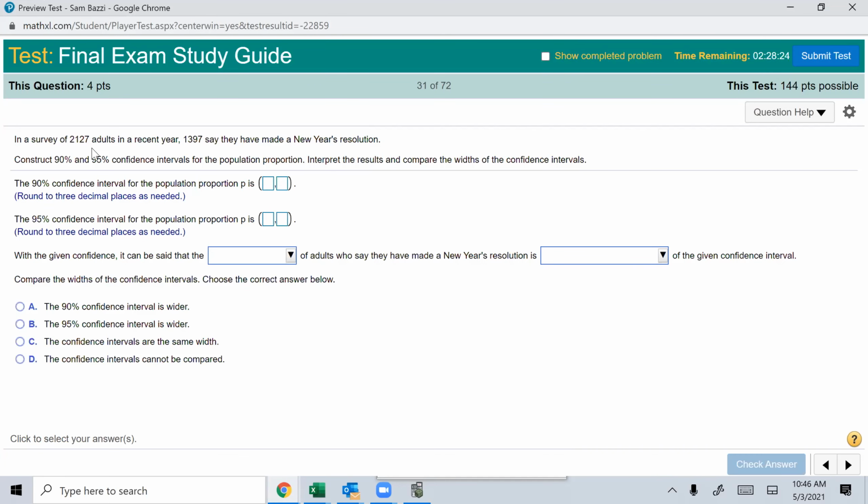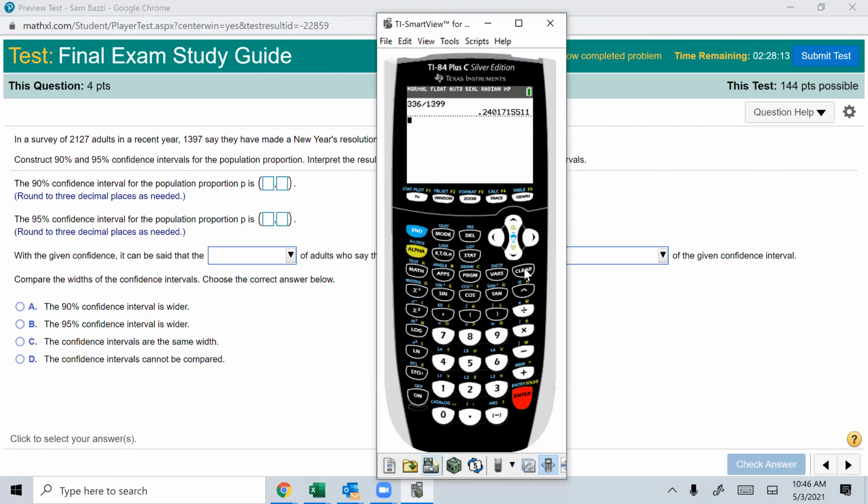In a survey of 2,127 adults in a recent year, 1,397 said that they have made a New Year resolution. Construct a 90% confidence interval and 95% confidence interval. No problem. That could be a very easy question using technology. Couldn't be any easier than this. So you go to one prop Z interval, guys. Yeah, it's A. You need X and you need N. X here is the smaller number, 1397. And N is the larger number, which is 2127.